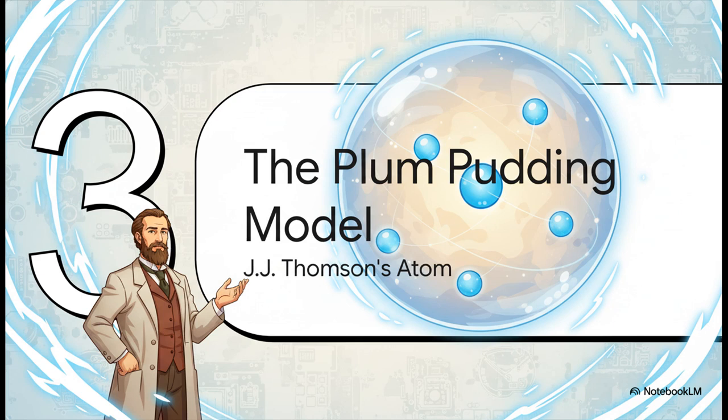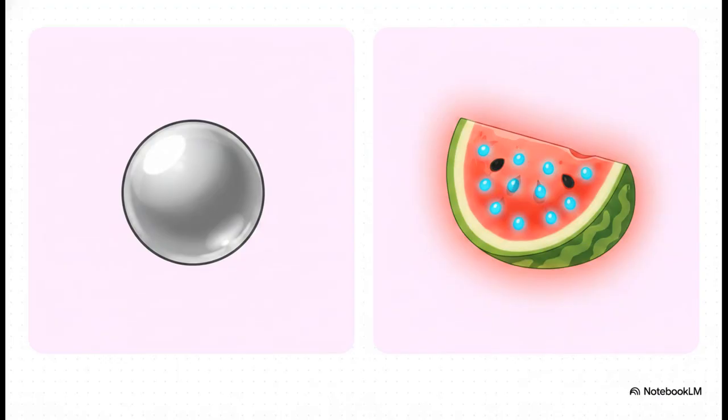Section 3. The Plum Pudding Model. So, knowing that negative particles definitely existed, J.J. Thomson had to propose a brand new framework to explain the overall stability and neutrality of the atom. Because atoms are electrically neutral overall, Thomson knew that if negative electrons existed, there just had to be an equal amount of positive charge somewhere.